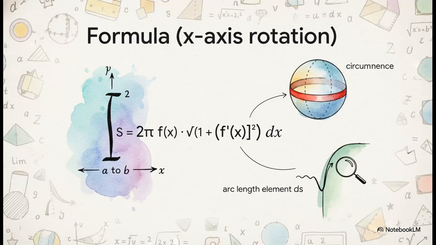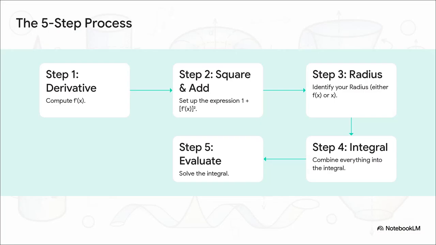So the whole formula is really just a direct translation of our ribbon idea. You've got the circumference part, that's the 2 pi times the radius, and you've got the arc length element, which is that big square root thing. It looks a little intimidating, but it's just those two key pieces, circumference and arc length, all summed up by the integral.